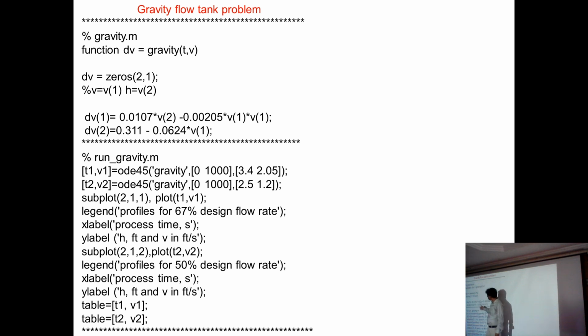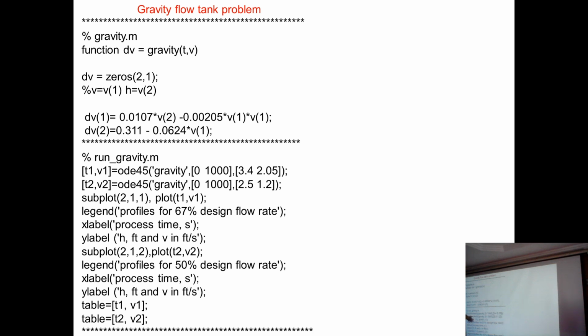When I am solving two differential equations for the gravity flow tank, the first equation is dv1, the second equation is dv2. I assume v of 2 as h and v of 1 as v, velocity, height. And this file is over.